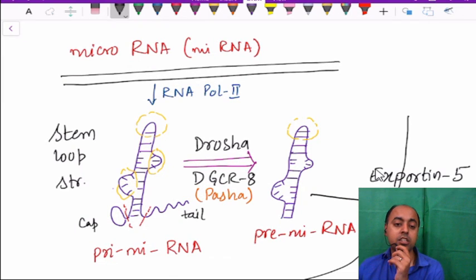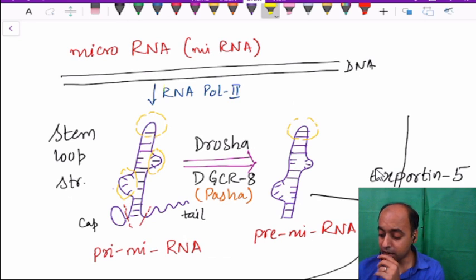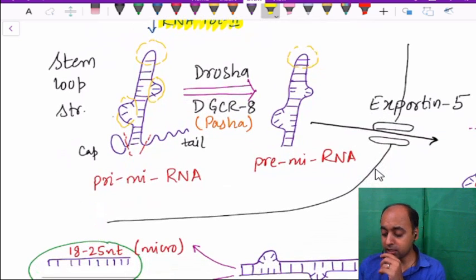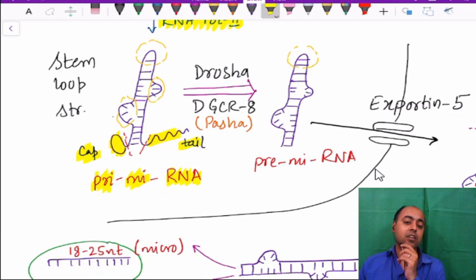We're talking about the synthesis of the microRNA. The microRNA is initially transcribed from the DNA by the action of the RNA polymerase 2. This we had listed previously, the microRNA synthesized by the RNA polymerase 2. The initial transcript is called the primary microRNA. As soon as the primary microRNA is formed, it receives the cap and the tail. Although they are not required, they are always added to the products of RNA polymerase 2.